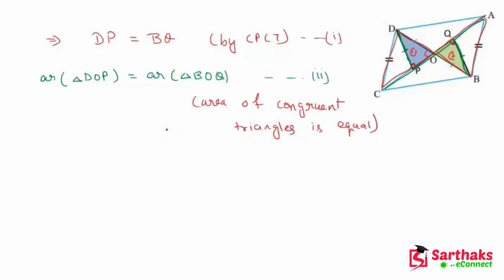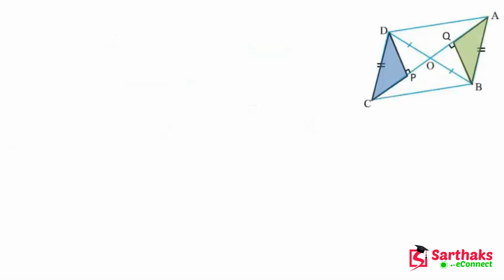Got it, my dear friends? Yes, so now here in triangle CDP, means this part, and in triangle ABQ, means this part. So in triangle CDP and triangle ABQ, we can say that angle CPD is equal to angle AQB.